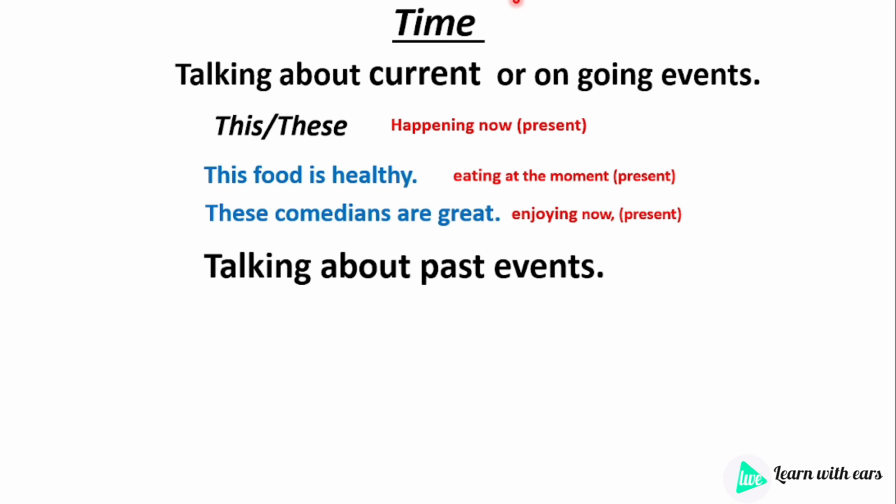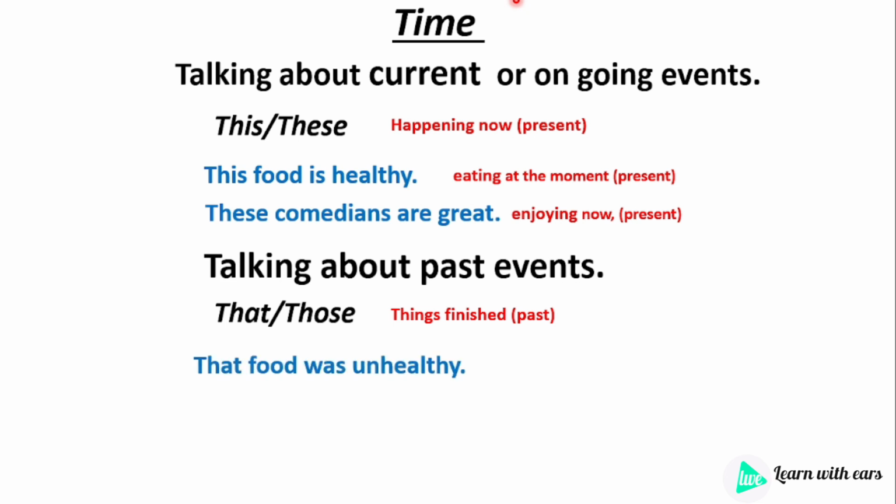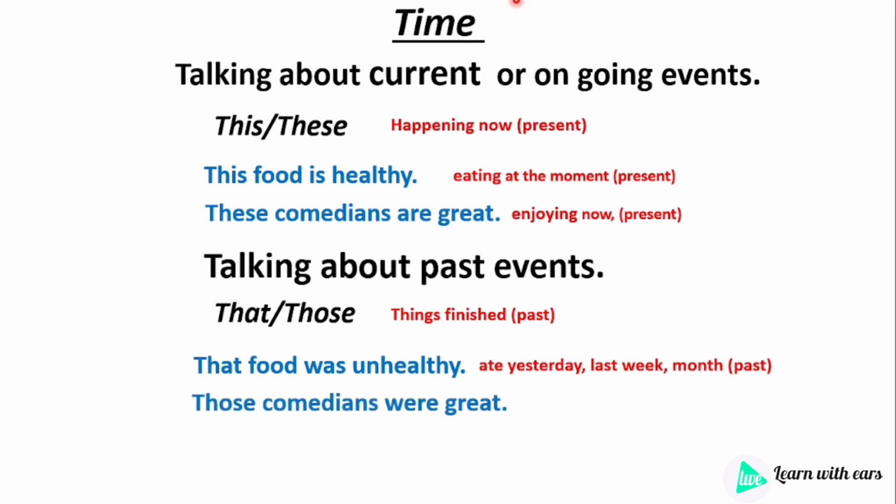Talking about past events. When we talk about past situations, past events, we use that and those. Okay, when something happened in the past. Now let's see an example. That food was unhealthy. Now let's see another example. Those comedians were great. Enjoyed in the past. Okay, we are not enjoying at the moment. We enjoyed in the past. So when we talk about past events, we use that and those. And when we talk about current or ongoing events, we use this and these.